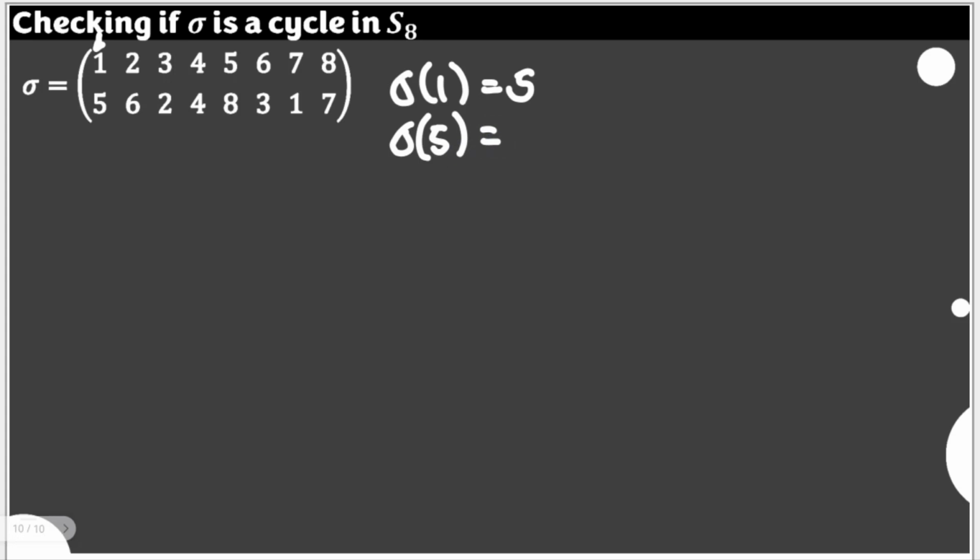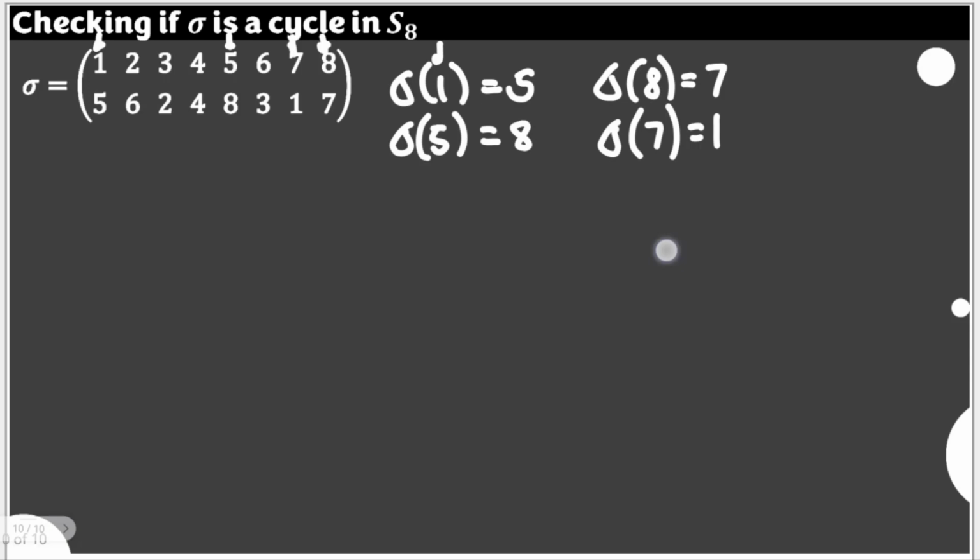So 5 is mapped to 8. Next, we have 8, and 8 is mapped to 7. And then you have 7, and 7 is mapped to 1. Now, it returns to the first element that we tried. Therefore, we have the orbit, a set containing the elements 1, 5, 8, and 7. Since it's a set, we can simply rearrange the elements here.